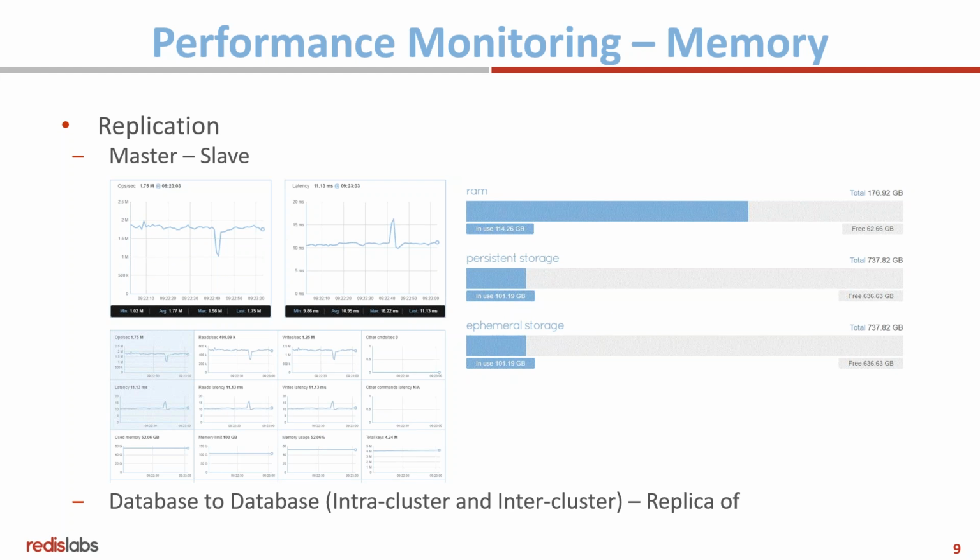The idea is to ensure the integrity of the data. So if you see the example here, I actually did a little bit of statistical information. I have a master that's been loaded with data, right? I have about 1.75 million operations per second with 11.13 latency. And the used storage is 52.